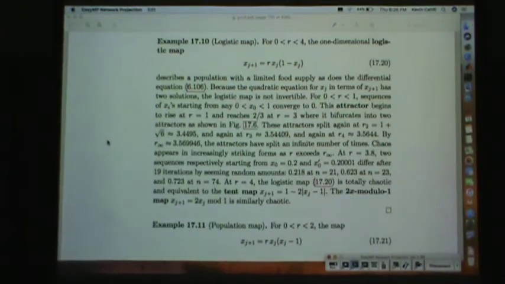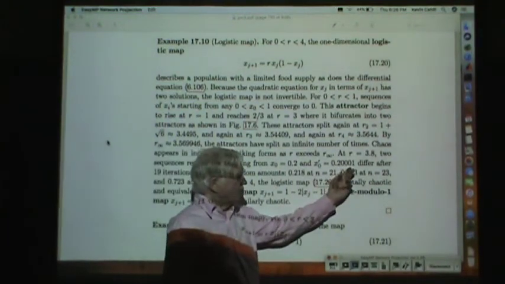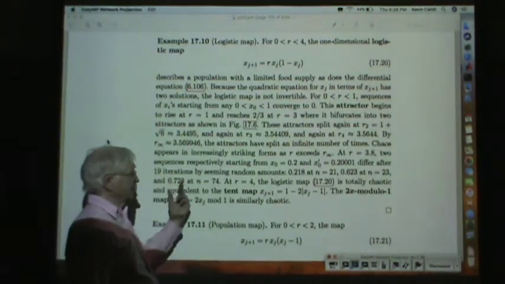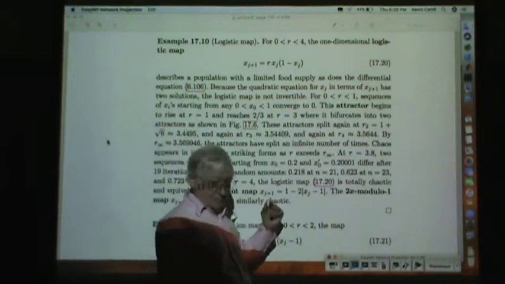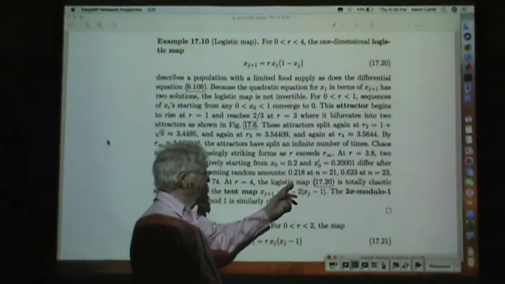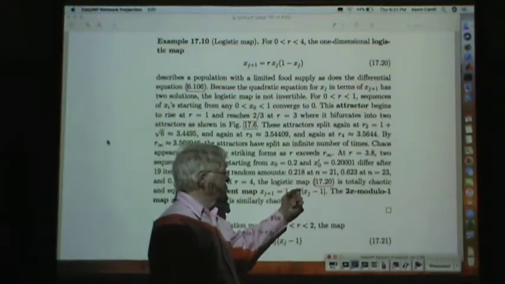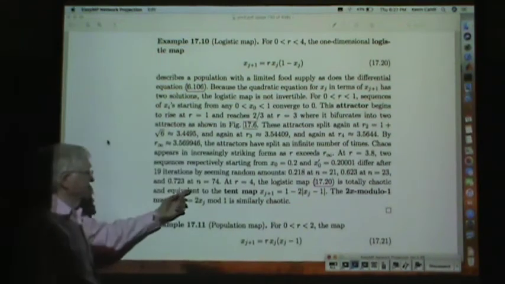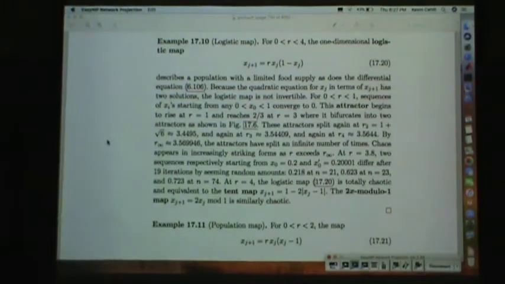And at 3.8, two sequences that start at 0.2 and 0.20001 differ after only 19 iterations, seemingly randomly. For example, at 21, the difference is 0.2. At 23, it's 0.6. At 74, it's 0.7, and so forth. So that's an aspect of the chaos.